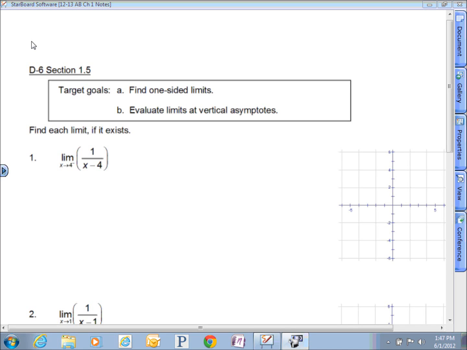Section 1.5, goals. We're going to deal with one-sided limits, and we're going to find out what happens around vertical asymptotes. The first thing I'd like everybody to notice is this little 4 with the minus sign next to it. What this means is we're looking at the limit as x approaches 4 from the left-hand side. If we see the limit as x approaches 4 with a minus, we're talking about from the left-hand side.